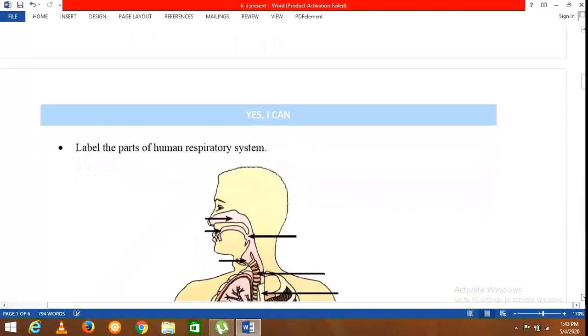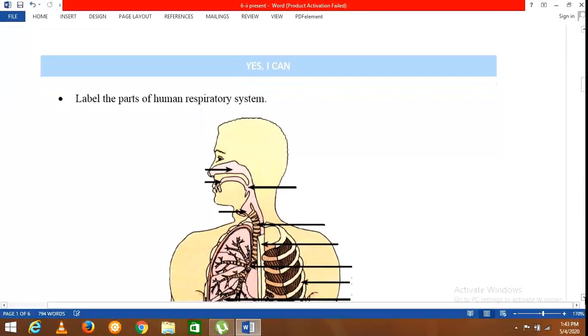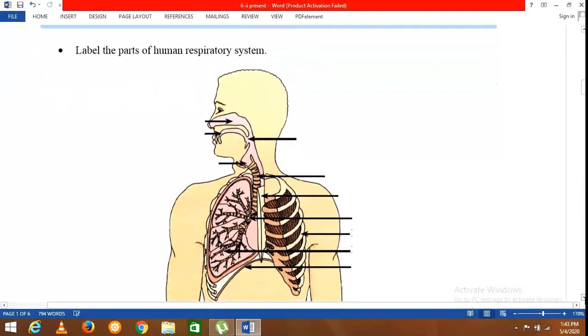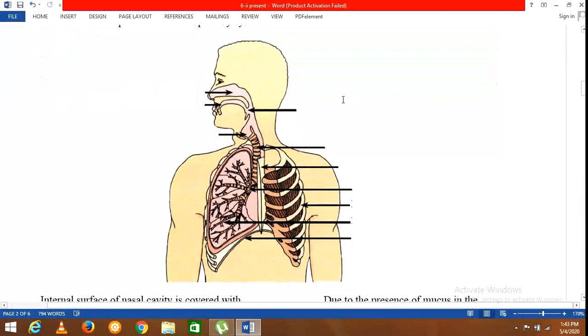So here you can see, I will label the parts. Here this is the nasal cavity and the buccal cavity, pharynx, larynx, trachea, and it is divided into left and right bronchus, bronchi, left and right bronchi. Bronchi are further divided into bronchioles, and here the diaphragm is shown.